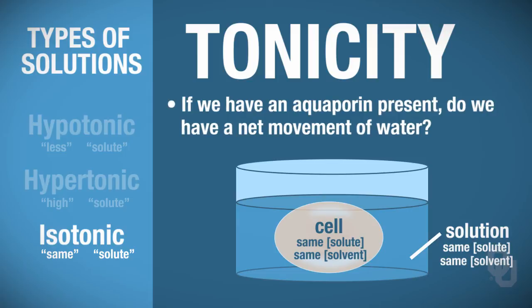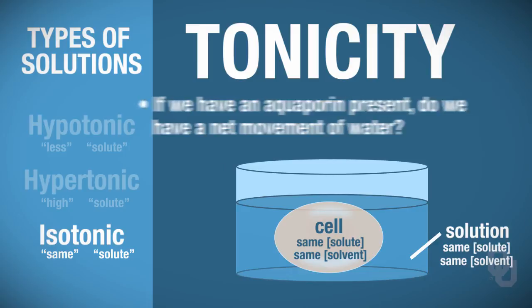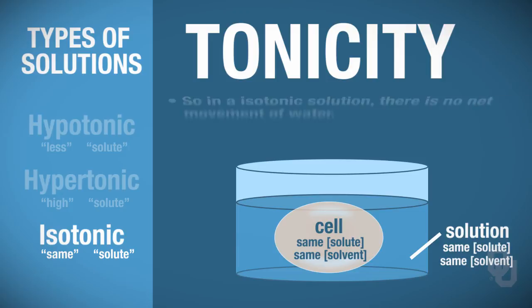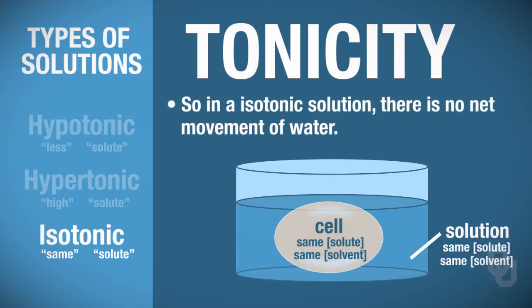And if we assume an aquaporin is present, do we have a net movement of water? Okay, the answer is no, right? Water cannot move. There's no net movement of water because there's no gradient for the water to move. So in an isotonic solution, water is not diffusing. There's no net movement of water.